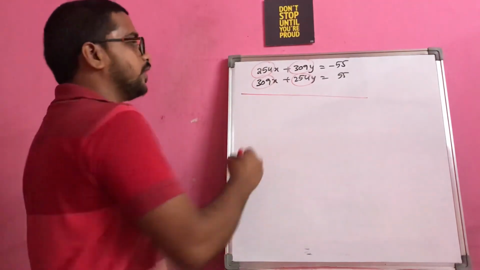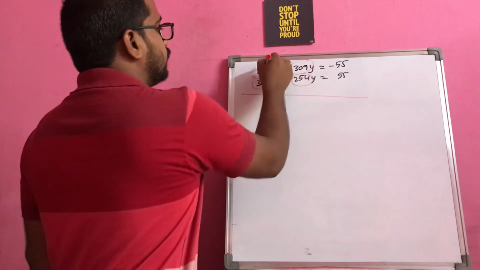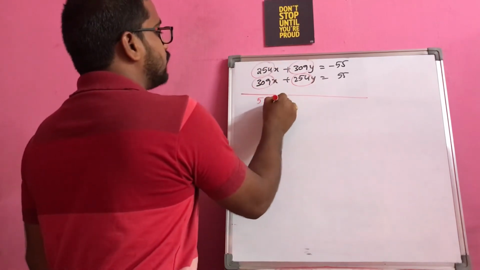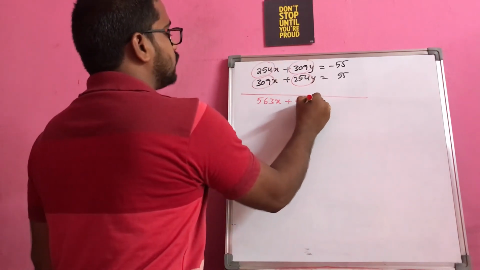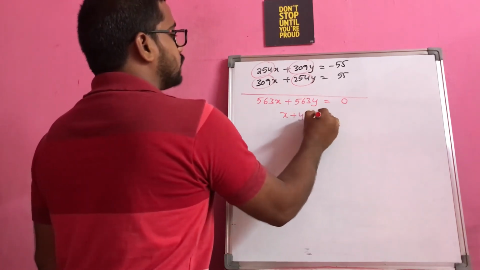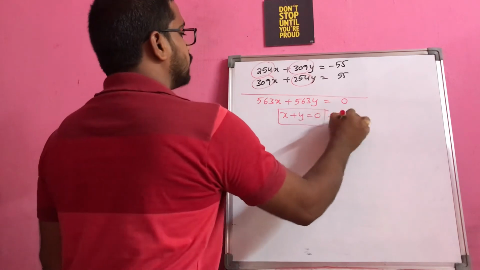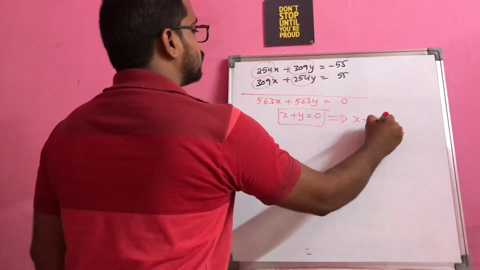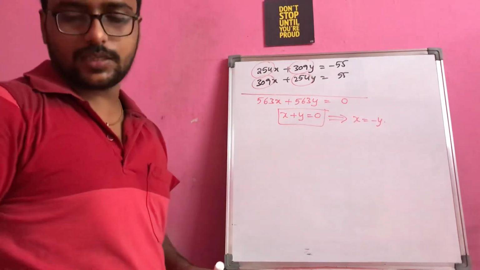Let us see what we are going to get. So 563x plus 563y is equal to 0. So I will be getting x plus y is equal to 0 is the first condition. From this I can say x is equal to minus y. That is the first condition.